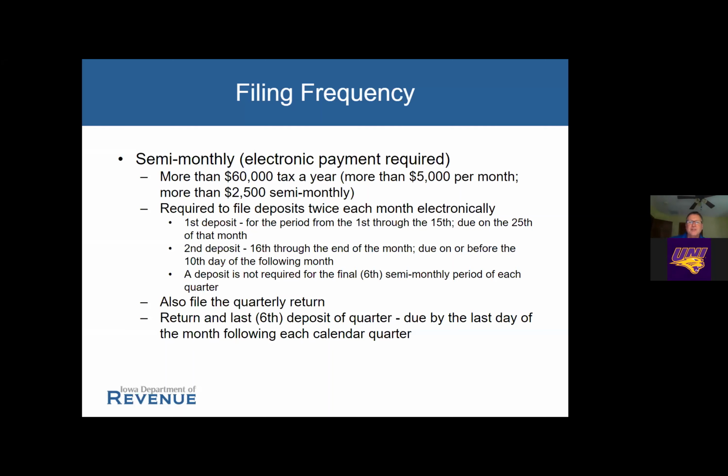The first deposit is for the period of the 1st through the 15th of the month, and this is due on or before the 25th of the month. The second deposit, which covers the second half of the month, the 16th through the end of the month, is due on or before the 10th day of the following month. A deposit is not required for the 6th semi-monthly period of each quarter.